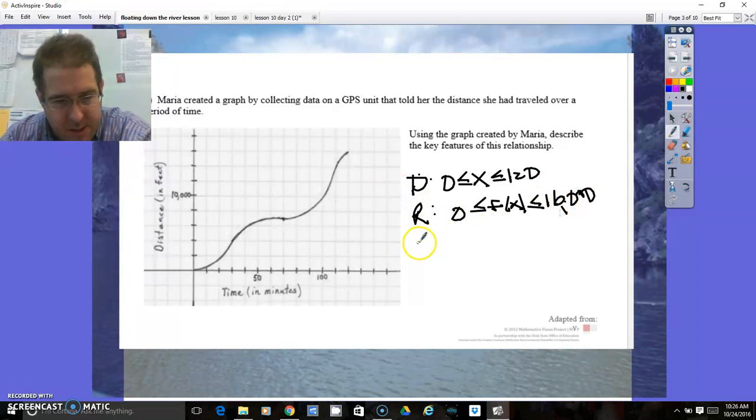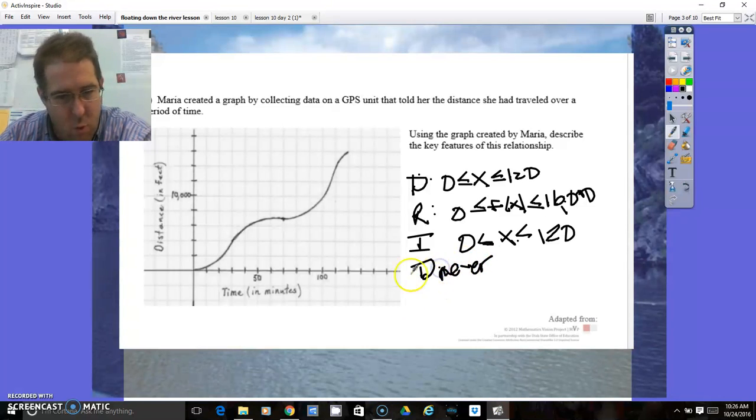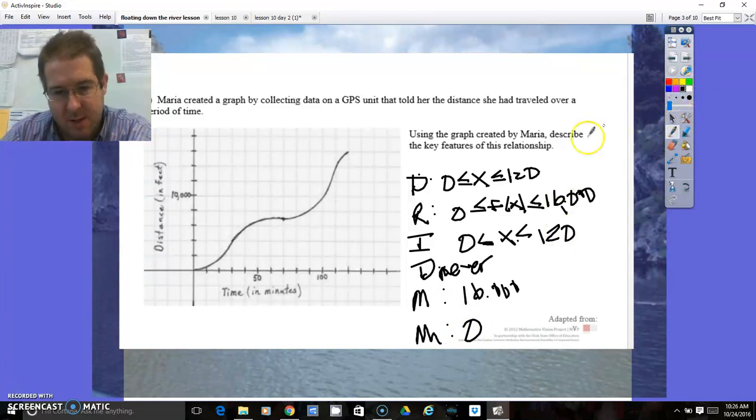Okay, increasing intervals. When is it increasing? I believe it's increasing the entire time. So that would be from 0 is less than or equal to x, which is less than or equal to 120. When is it decreasing? Never. What is the maximum? 16,000. And what is the minimum? 0. Minimum just means the lowest height. Maximum just means the highest height.